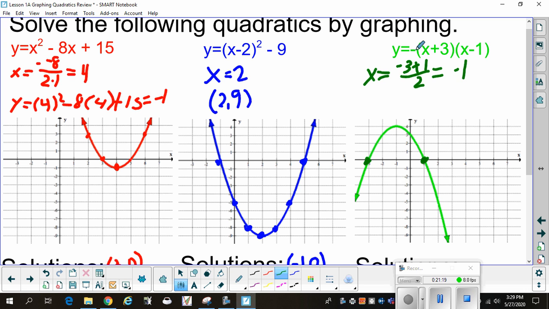Then I'm going to put a -1 in here and a -1 in here, and I'm going to compute it. This becomes 2 times -2 is -4, and then I've got the negative, which gives me +4. There's my vertex at -1, 4. Then again, it goes down, no stretch or compress. So right 1, down 1, right 2, down 4. Left 1, down 1, left 2, down 4. I draw my smooth curve, and I've already identified my solutions.